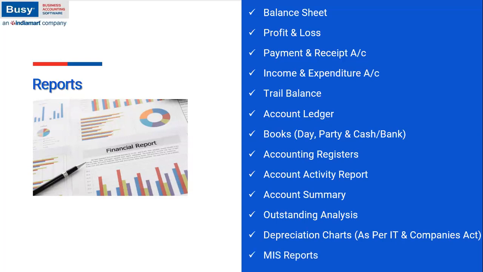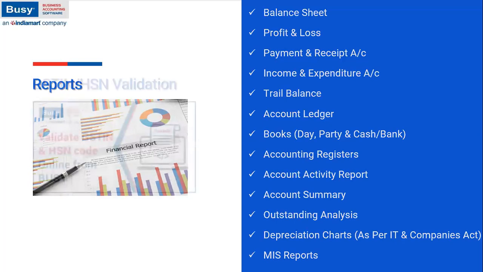And the last is MIS report, meaning miscellaneous report. In Busy software, multiple miscellaneous reports are available, like cash flow statement, fund flow statement, sales analysis and purchase analysis, ratio analysis, profitability report, voucher sequence report. So multiple miscellaneous reports are available, which are very important for your business. I will show you these reports one by one in the practical demo.